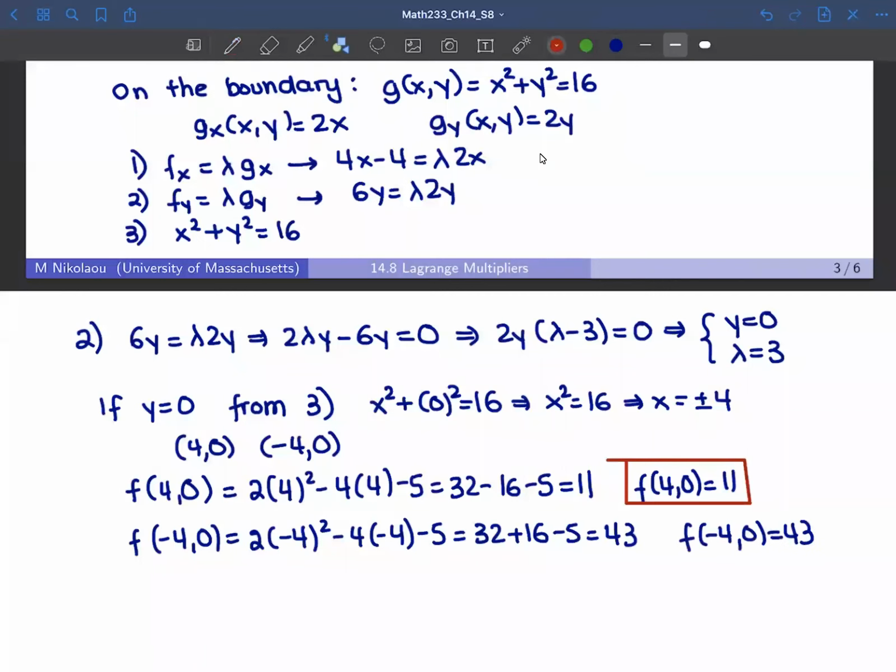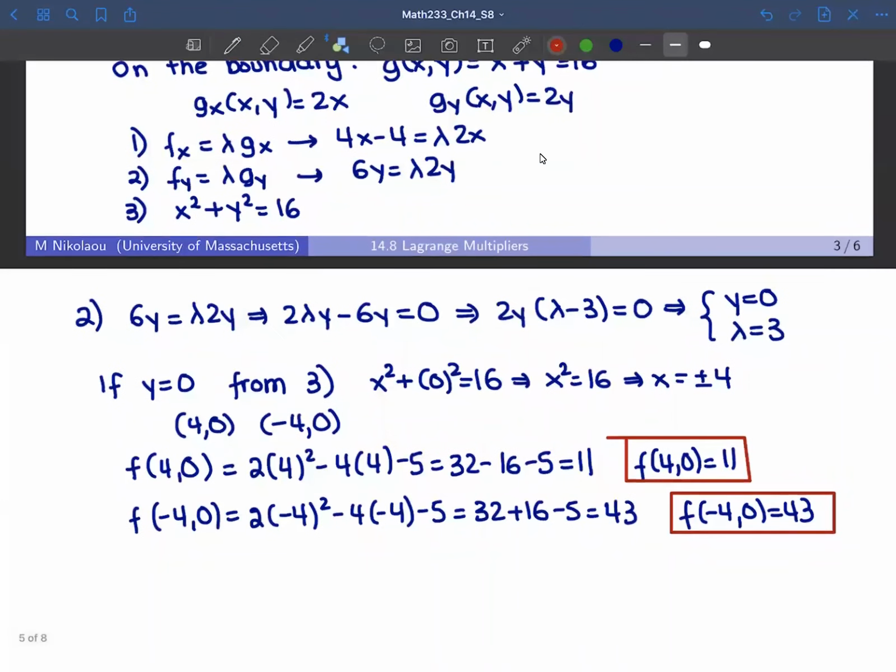So we'll keep those two values to compare at the end, after we find all of the points that are candidates for the function to have minimum and maximum values. Now we checked what happens when y is equal to 0, and now we'll check what happens when lambda is equal to 3.